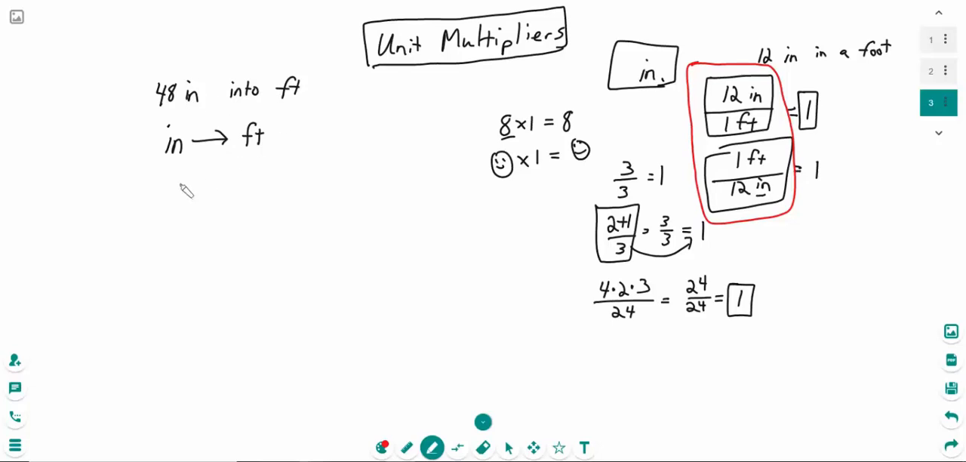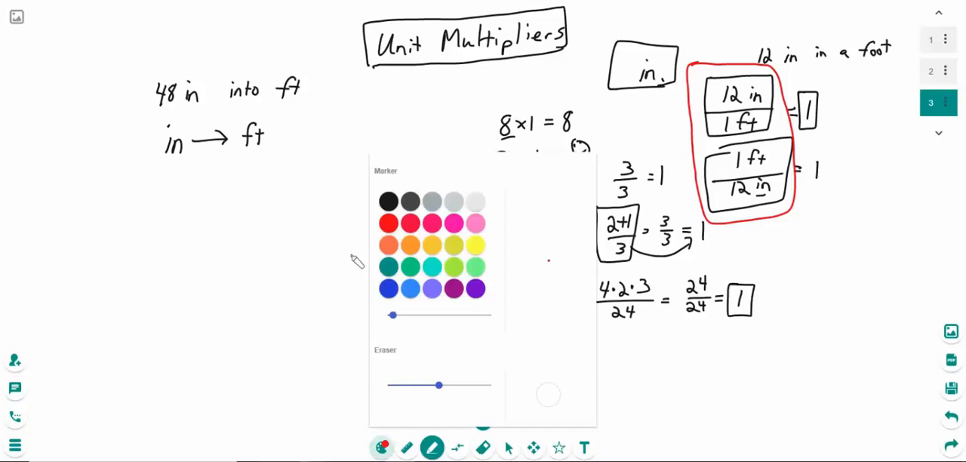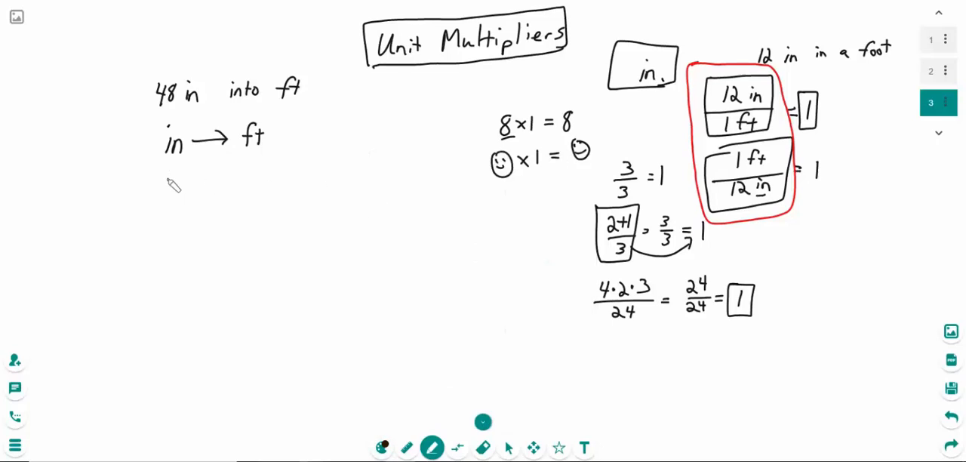Okay, so we have 48 inches. Another way to write 48 inches as a fraction would be 48 inches over 1. Remember, a fraction is the same thing as division. 48 inches divided by 1 is 48 inches. So I can write 48 inches as 48 inches over 1. All right. So I'm going to multiply this by a unit multiplier. And remember, our goal is to get something in feet.